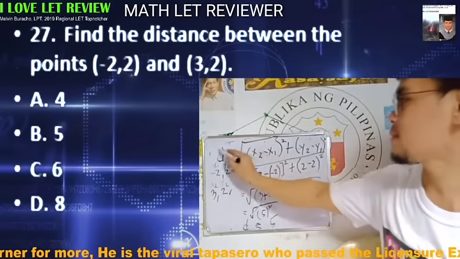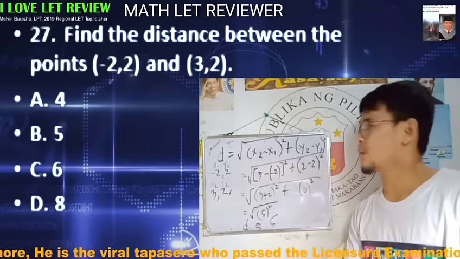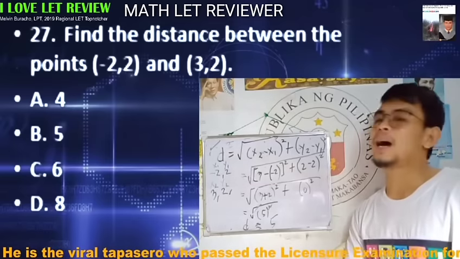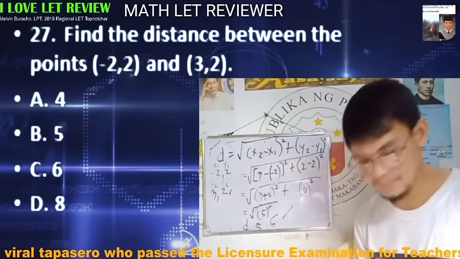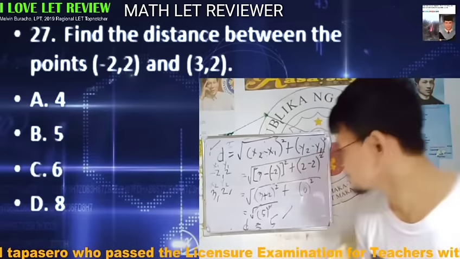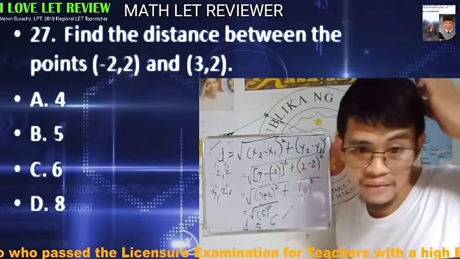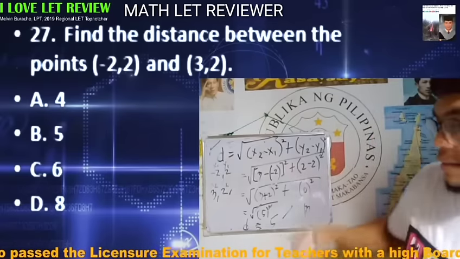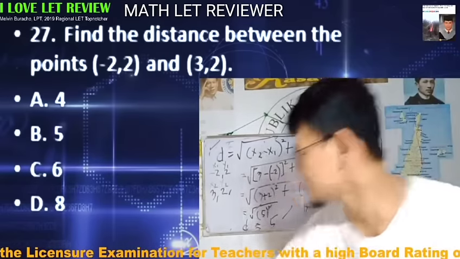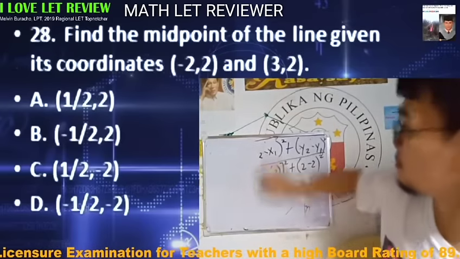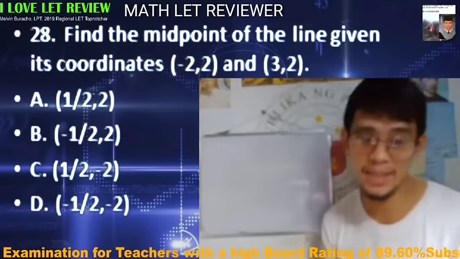Okay? Again, you just have to memorize the formula. D equals the square root of x sub 2 minus x sub 1 square plus y sub 2 minus y sub 1 square. And that will give you the correct answer, which is 5. Okay? So, ayan. Kaya pa ba? Kaya pa. Whew. That is letter, what number? Number 27 is 5. Okay. So, letter B. Number 27 is letter B. Sumusuko na ang aking pencil pen. Number 27 is letter B. Again, you just have to memorize the formula for the distance if you are asked about the distance, okay?